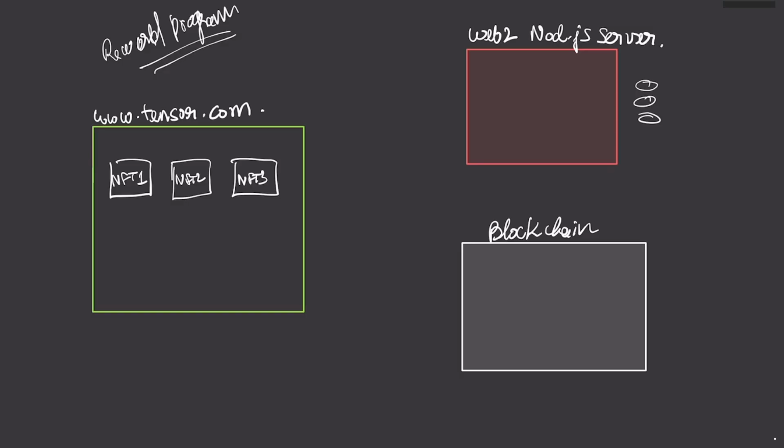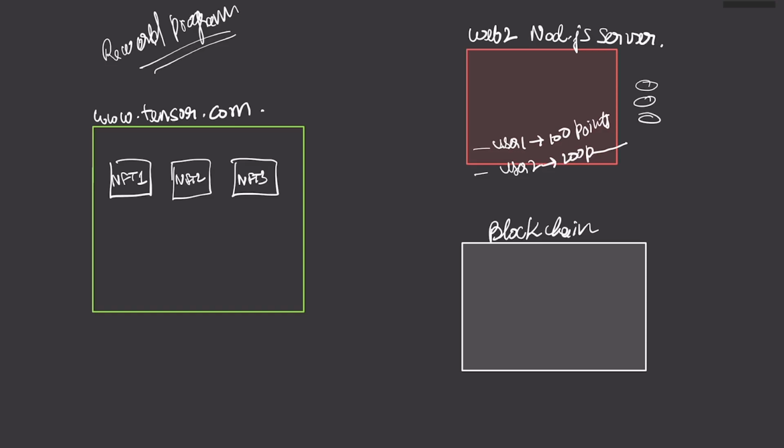The database looks something like this, that user 1 has 100 points, and user 2 has 200 points, so on and so forth, where these users are nothing but public keys. They are just addresses of various users and how many points they have on this specific Tensor website, or in this centralized system, let's say.